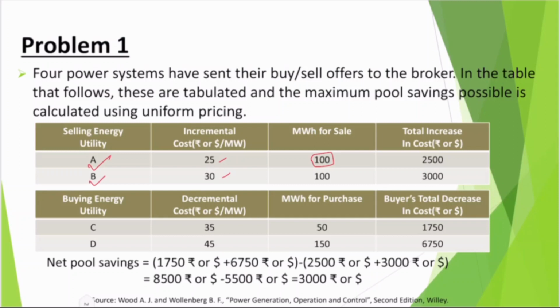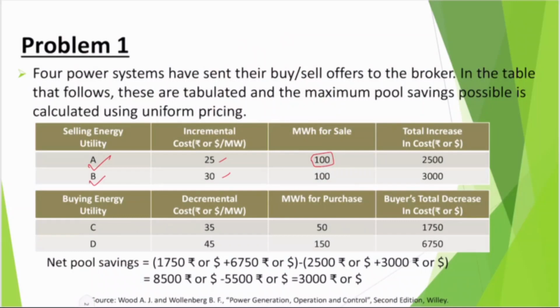Similarly, C and D are ready to pay 1,750 as well as 6,750 to buy power in blocks of 50 and 150 megawatt hour, at a cost of 35 and 45 rupees or dollars per megawatt. Now, what does it mean? There is a balanced market, there is a market clearing price. So 200 megawatt hour is being sold and 200 megawatt hour is being purchased.